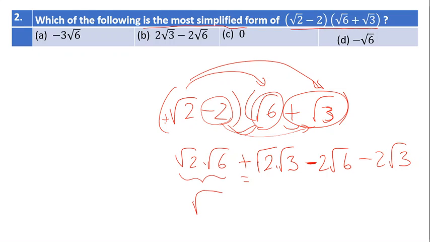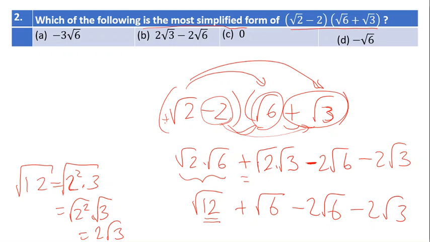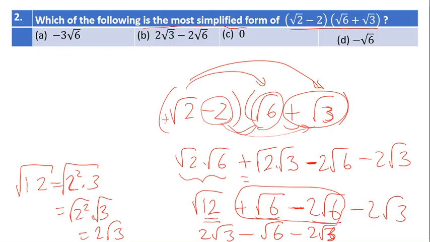These you can combine: square root 12, plus square root 6, minus 2 square root 6, and minus 2 square root 3. Can we do some more simplification? Here you have to notice that square root 12 has a square, 2 squared times 3. So then you can separate them, and you will end up with 2 square root 3. So as you see, this is 2 square root 3 plus square root 6 minus 2 square root 6 minus 2 square root 3. Then you can also combine them: square root 6 minus 2 square root 6 will be minus square root 6. And we have negative 2 square root 3 and 2 square root 3, which cancel, and it gives us negative square root 6.